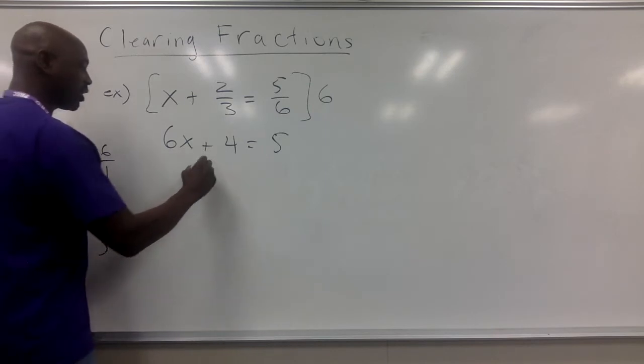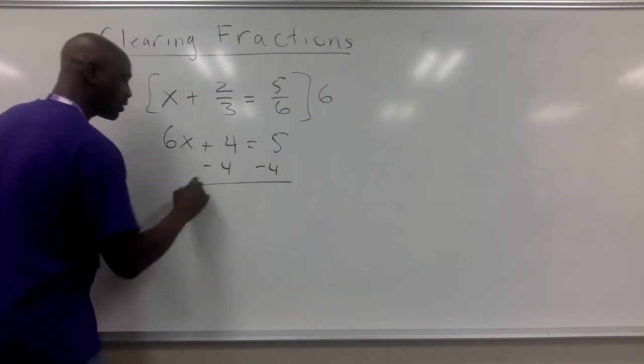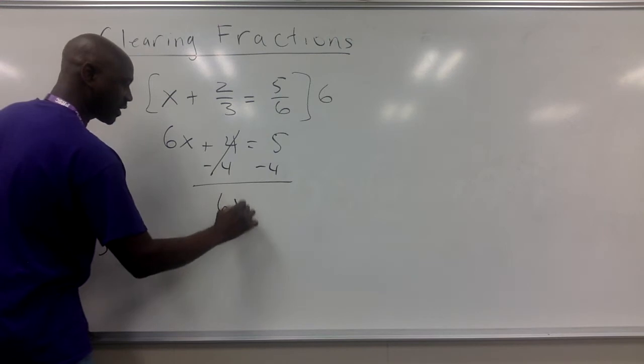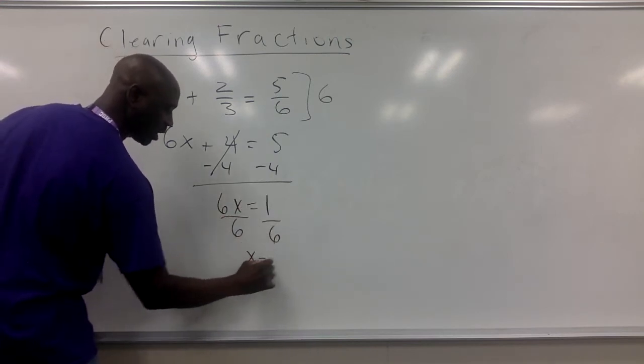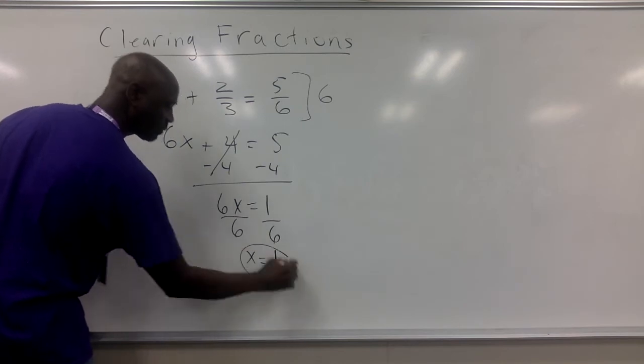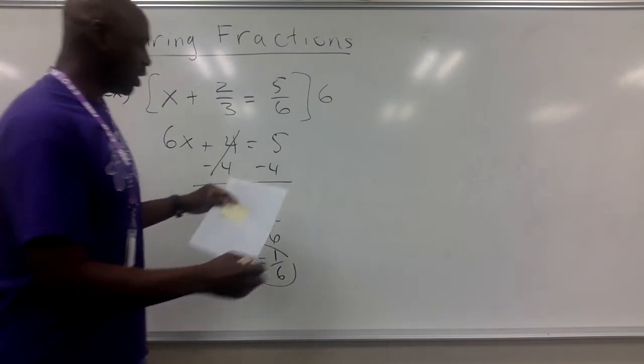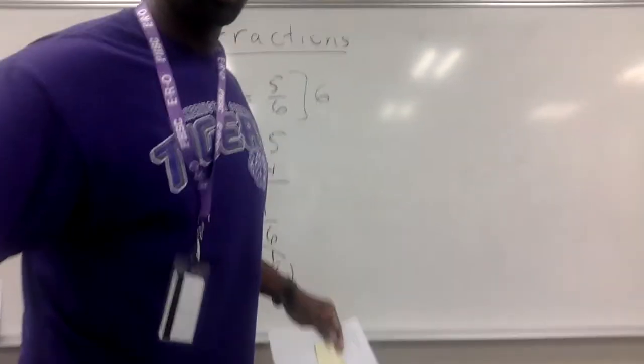All right, from here, it's just like everything else. Let me subtract 4 from both sides, canceling those, so that 6x will equal 1. Divide both sides by 6, and x will equal 1/6. All right, let me do another example a little more quickly. It's going to be a little more aggressive.